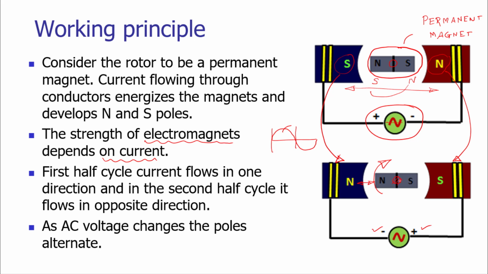So in this way, by changing the direction of flow of electric current, which is quite natural in alternating current, we can have the rotation of the rotor magnet about its own axis. So in this way, the alternating current electrical energy will be converted into mechanical energy.